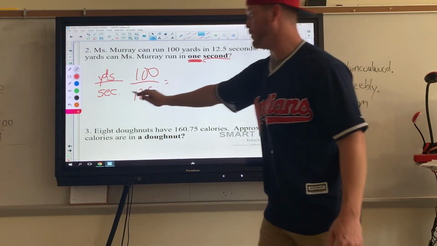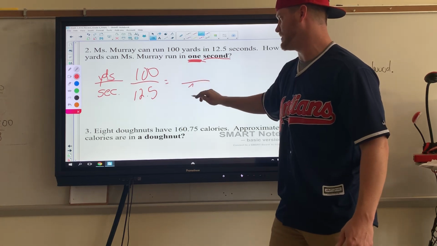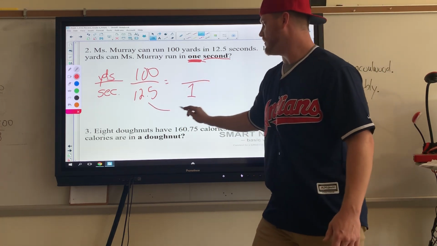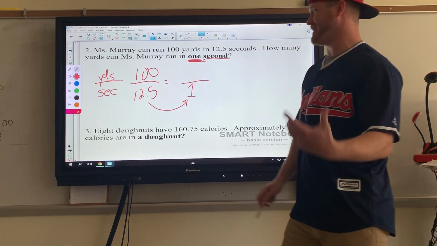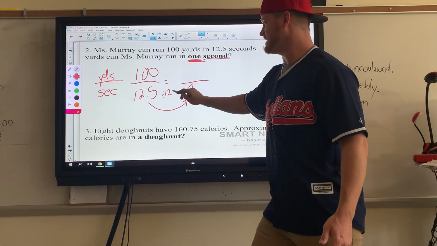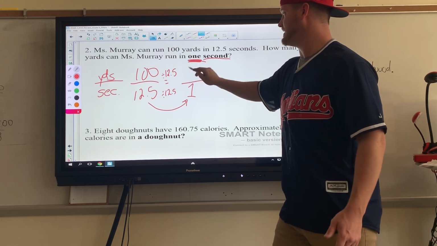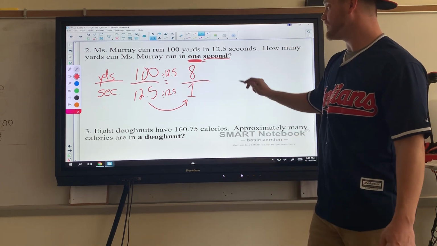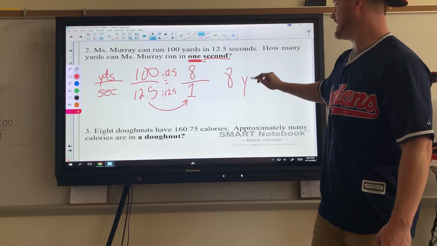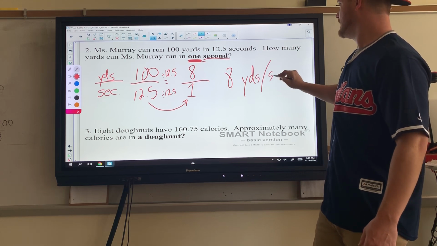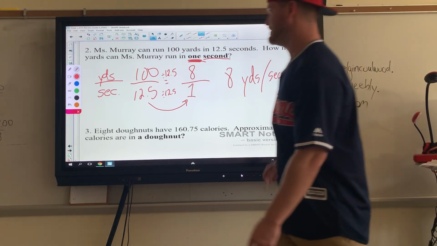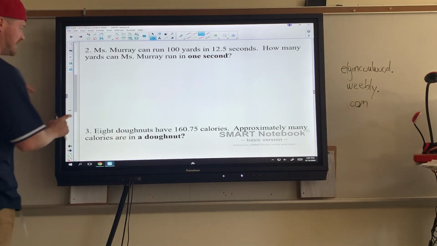We're looking for just 1 second. Seconds on bottom, so the 1 goes right here. To go from 12.5 to 1, you just divide it by itself. So dividing each of these by 12.5, 100 divided by 12.5 gives us 8. And 8 over 1 means she is moving 8 yards per second. So that one is going to be 8.